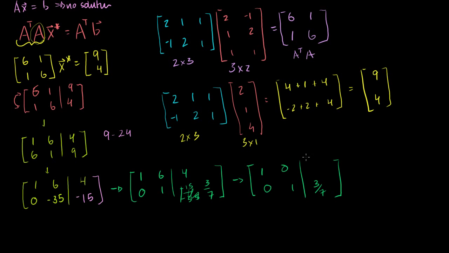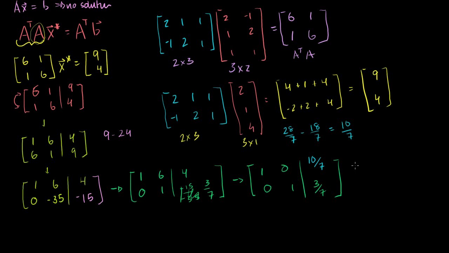So 4 is 28/7. Let me write it up here. So we have 4, which is 28/7, minus 6 times 3/7. So minus 18/7, right? That's 6 times 3/7. So this is going to be equal to 10/7. And just like that, I've solved this new equation.